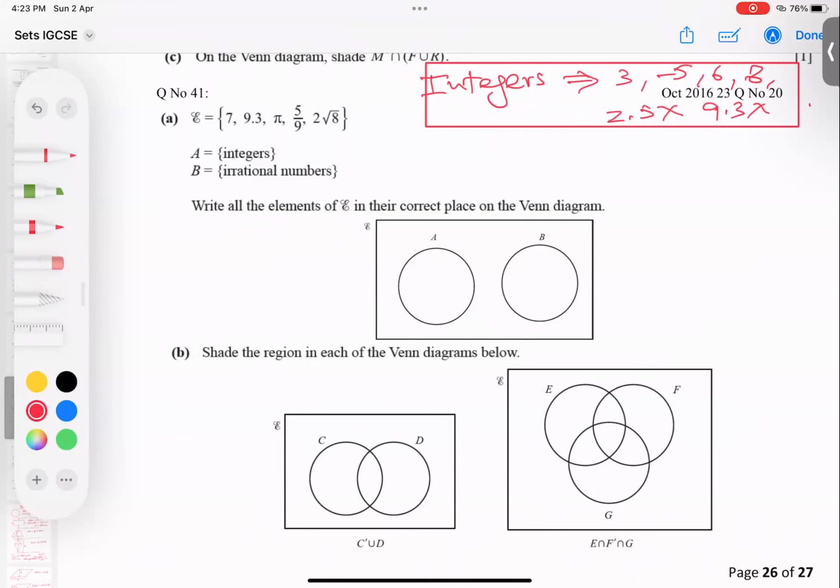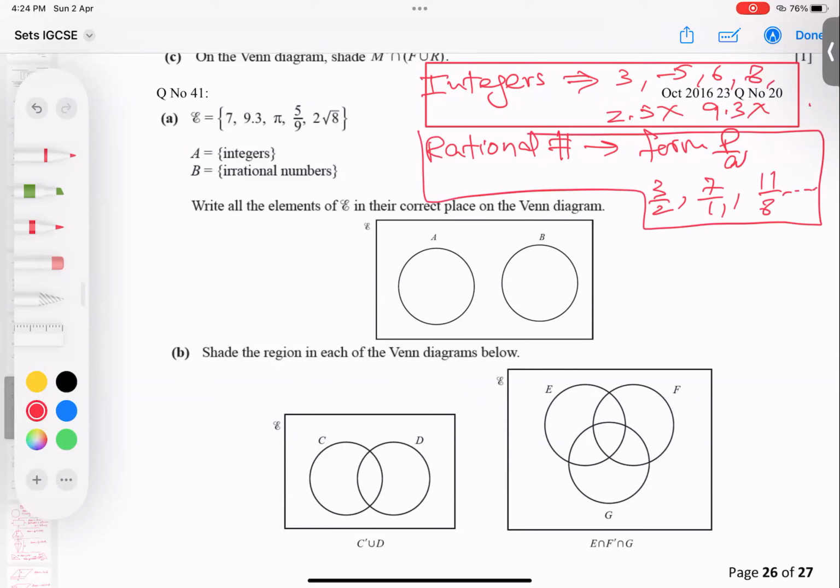Now let's talk about rational numbers. Rational numbers are numbers which are of the P by Q form. If you want to see some examples, like 3 by 2, like 7 over 11, like 5, like 11 over 8, these kinds of numbers are called rational numbers. I hope you got the idea.